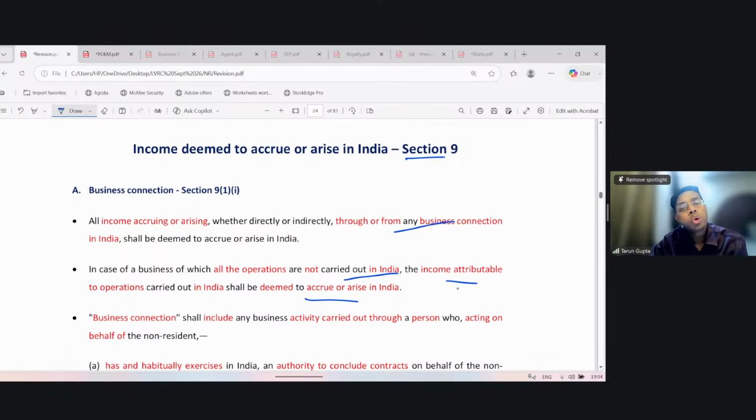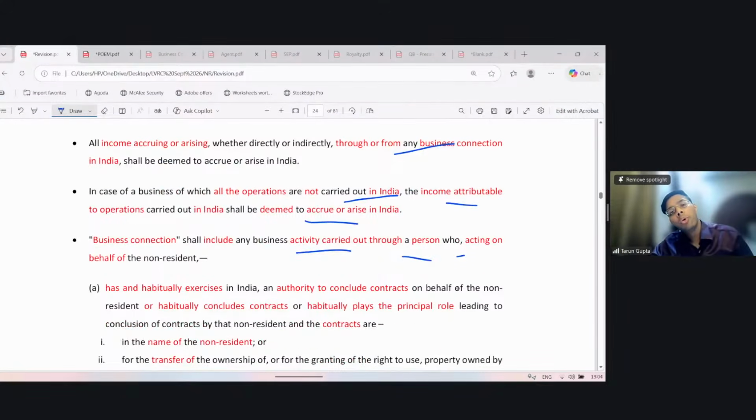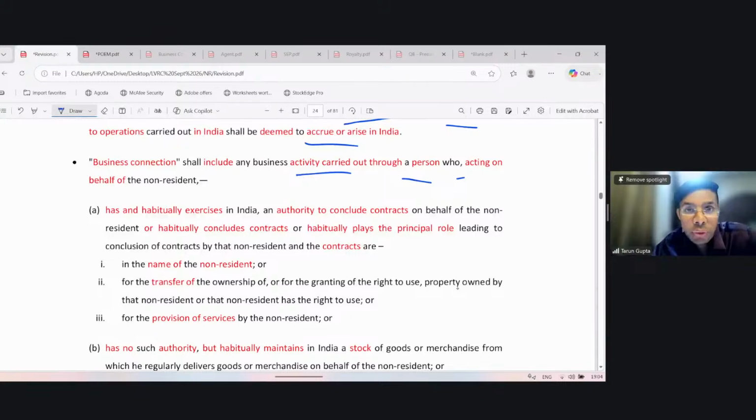By the word business connection, we used to mean the actual physical presence of a foreign entity in India. However, this concept of physical presence gets diluted year by year. Now the Act says that business connection shall include any business activity carried out through a person acting on behalf of a non-resident. So even if the non-resident is not himself physically present in India, but if it has an agent in India, the activity of such agent would also be sufficient to constitute the business connection of the NR in India. So what are these activities of the agent?